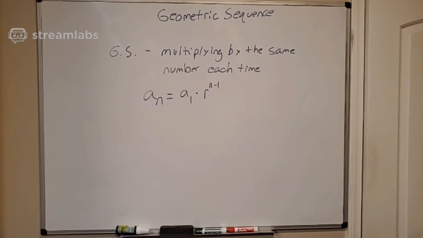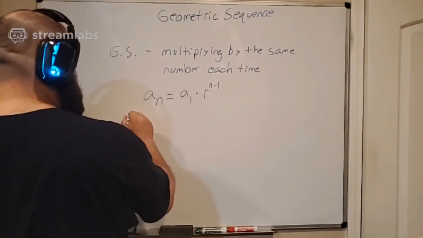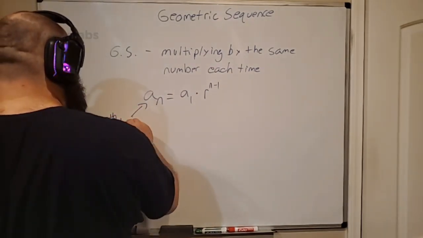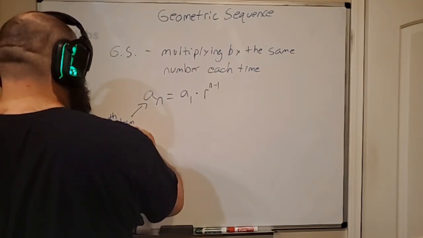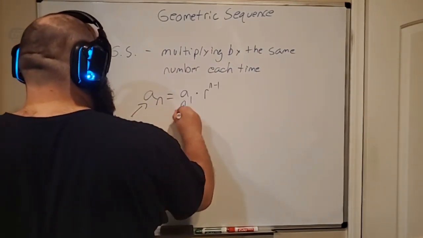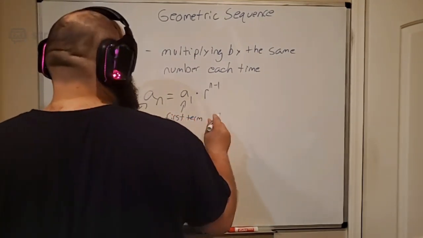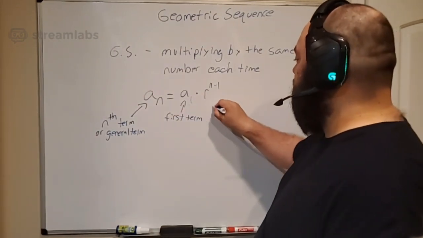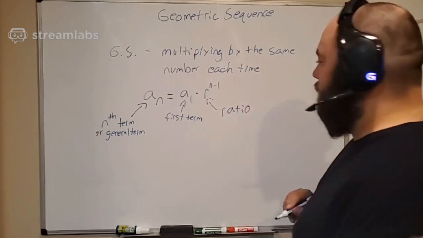N is still the number. So a sub n is the nth term, or our general term. A sub 1 is still our first term. N is the number, so we still have that. This time, though, we have an r. r is our ratio, and that is what we are multiplying by each time.